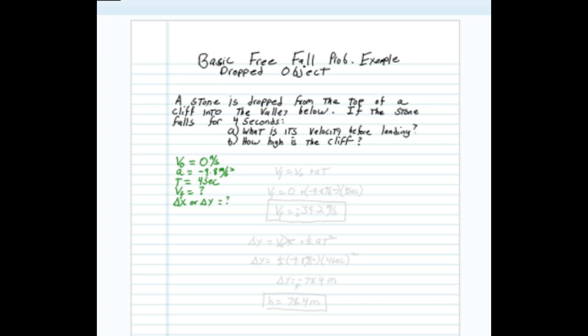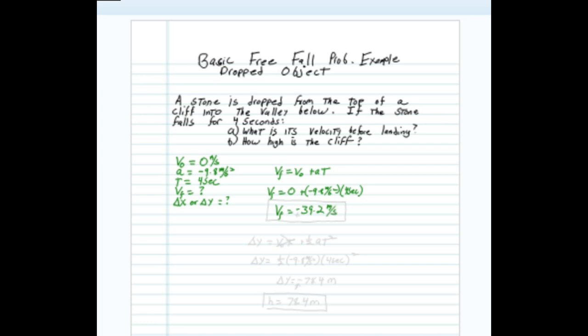Okay, so if we think about our 3 kinematics equations and which one's going to be appropriate here, we can use Vf equals Vo plus at in order to find the final velocity after 4 seconds. So we're going to plug in Vf equals 0 plus a is negative 9.8 meters per second squared, and the time is 4 seconds. So if we calculate that out, we end up with negative 9.8 times 4 is negative 39.2 meters per second.